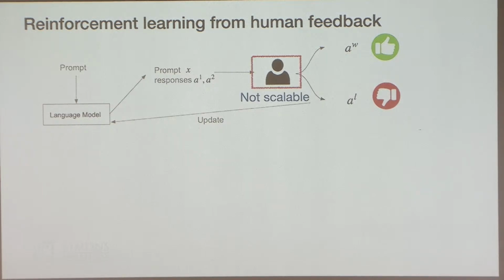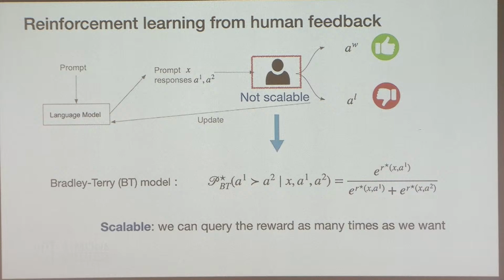But unfortunately, this naive human-in-the-loop framework is not scalable, because you cannot imagine that between two updates of SGD, you have to wait for a human to give the feedback. So we impose some additional assumption. One widely used assumption is the so-called Bradley-Terry model.